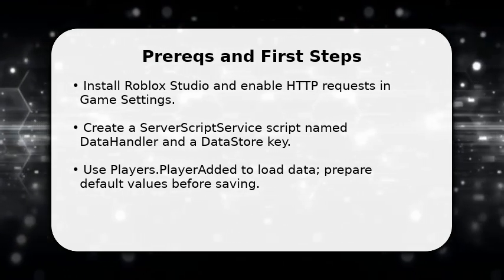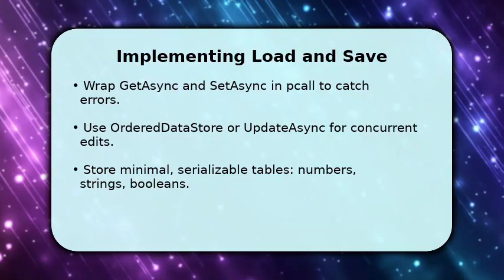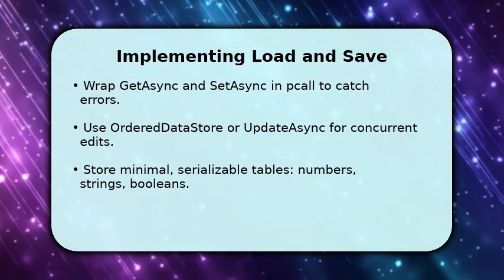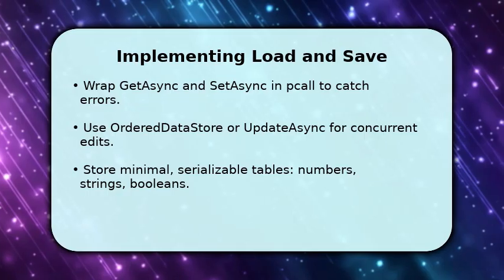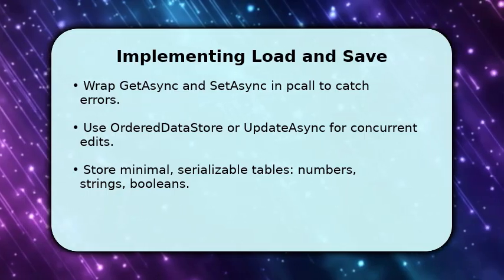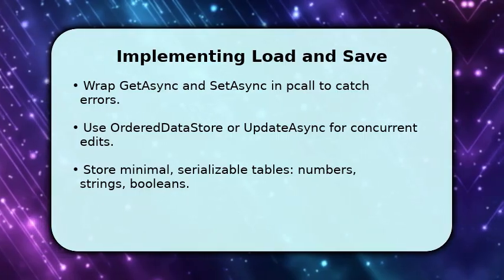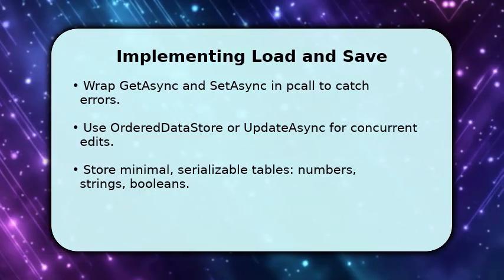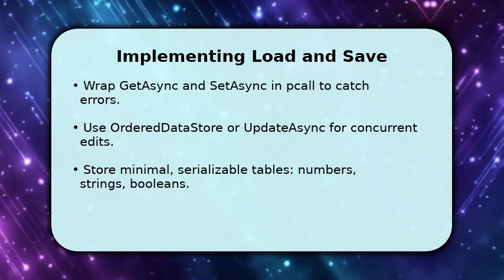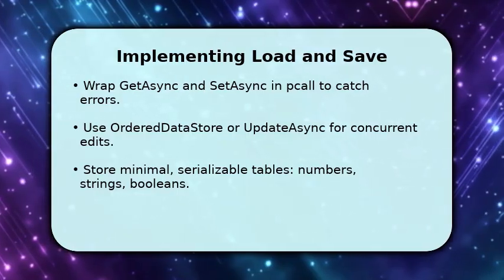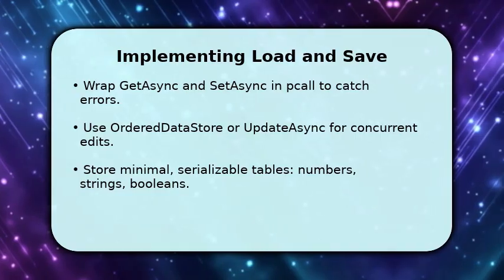Next, implement reliable load and save using pcall. This prevents runtime errors from crashing your flow. Use pcall for get async and set async. If you expect concurrent updates, prefer update async or ordered data store patterns so you don't overwrite progress. Serialize only simple types: numbers, strings, booleans, and small tables, because complex user data won't save.